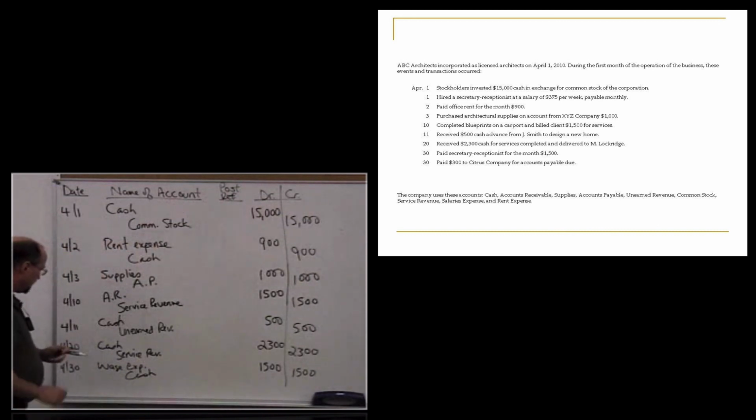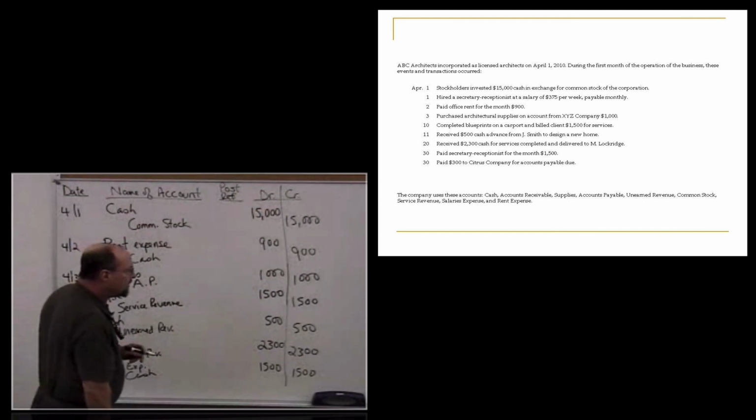Okay, so cash decreased. Cash is an asset. When an asset decreases, we credit it. Wage expense. We always debit an expense, and we know an expense reduces stockholders' equity. Last transaction, I'm going to stuff it in there. On the 30th, we paid $300 to Citrus Company for accounts payable due.